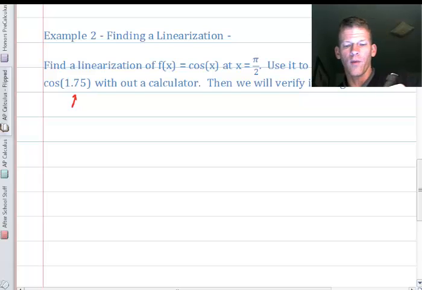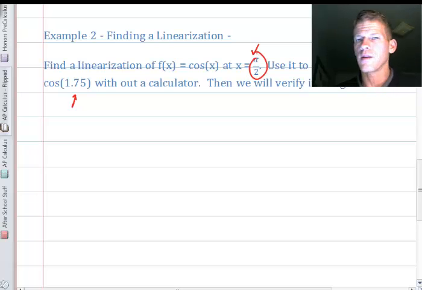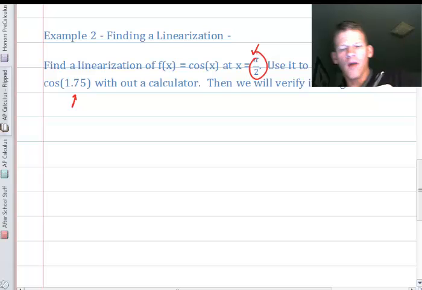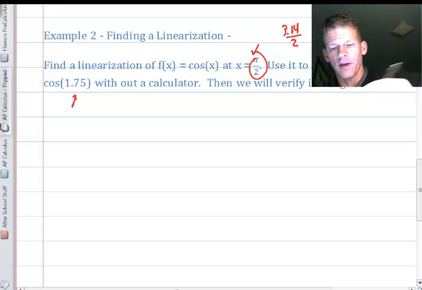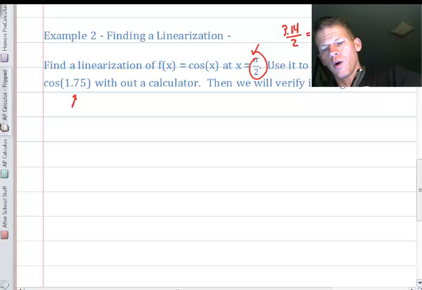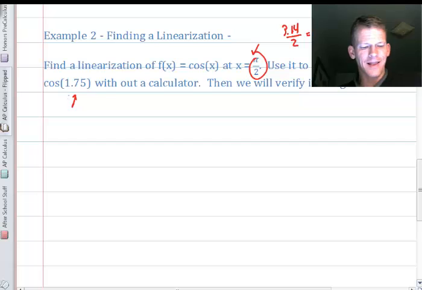So we're going to consider the center point of our approximation to be pi over 2. Now, you may say, well, why pi over 2? Pi over 2 is 3.14 divided by 2, which is equal to 1.57 radians. That's not too far away from 1.75, so I'm going to say that might be okay.